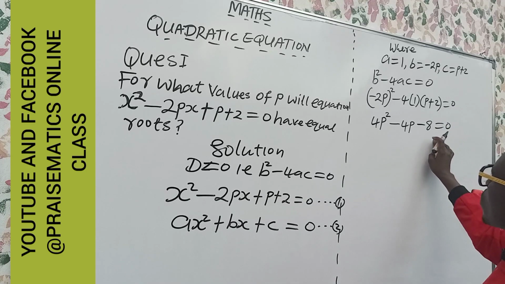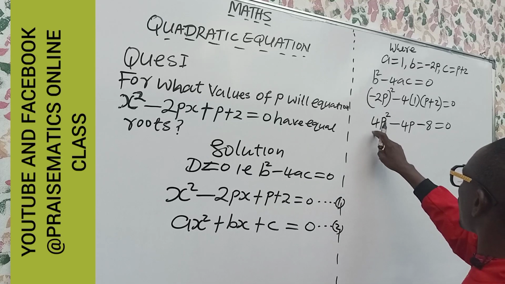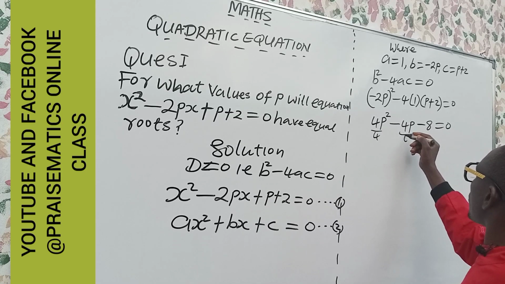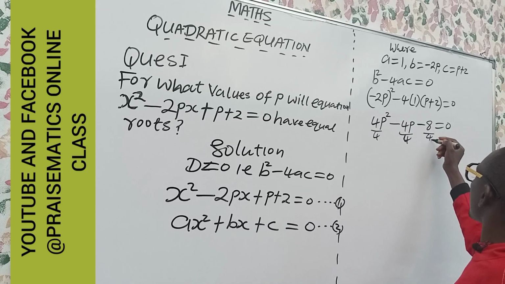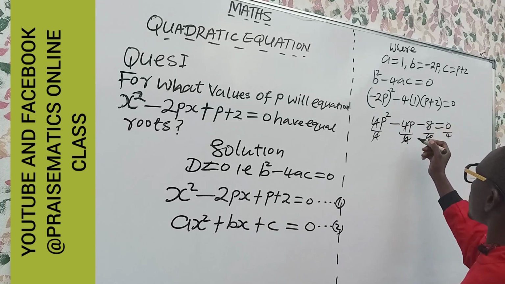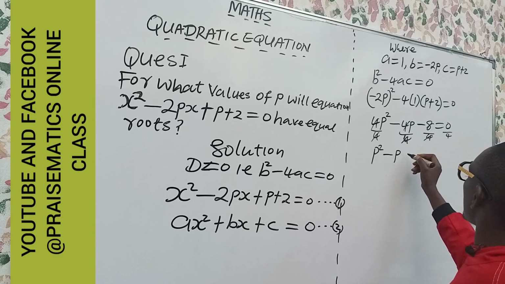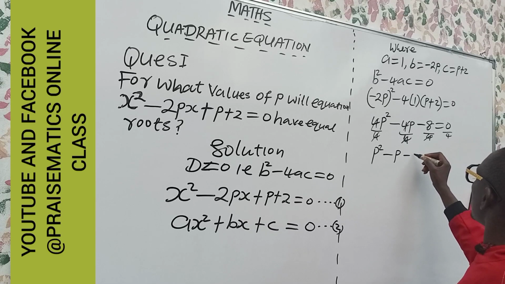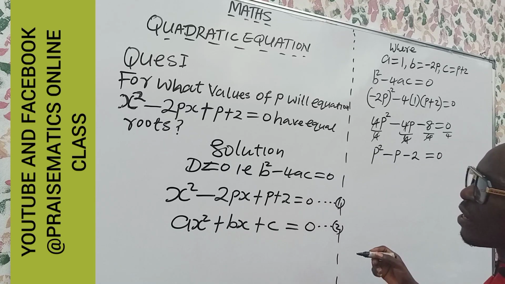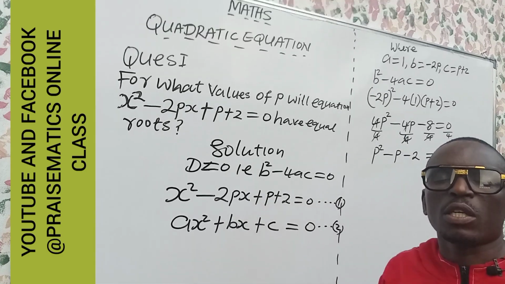Now looking at this, we have entered what we call a quadratic equation. But because 4 can divide through, we reduce it by dividing through by 4. We have this, so our equation will now be p squared minus p minus 2 is equal to 0.